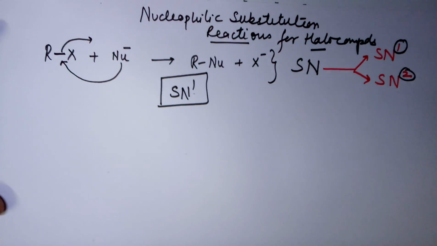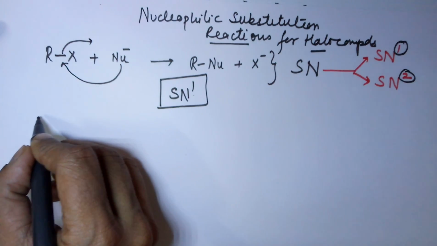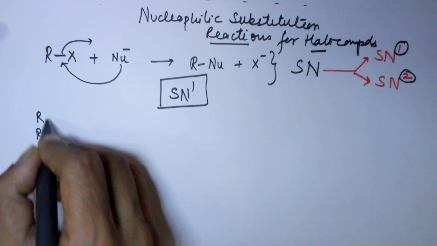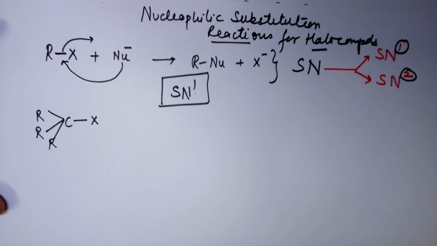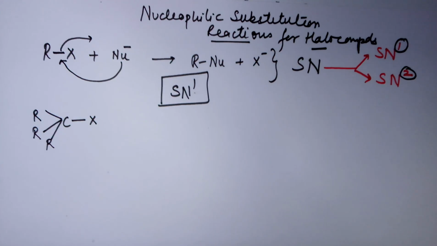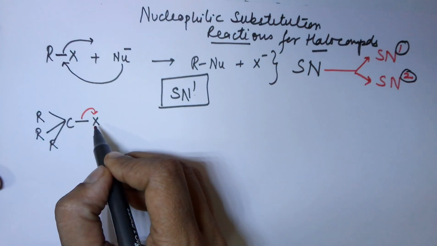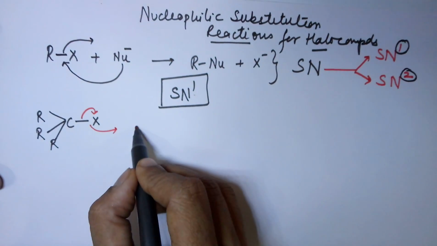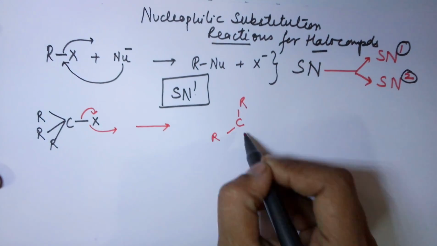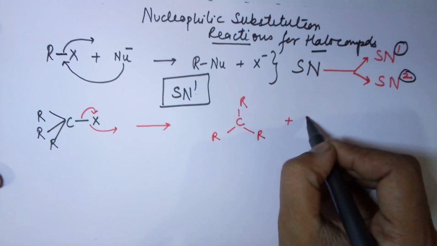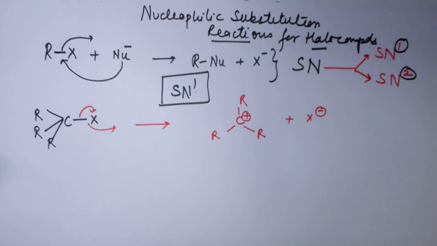In case of an SN1 reaction, you have a reaction where you have a tertiary alkyl halide. Knowing it very well, the tertiary alkyl halide would easily liberate the X. The X pulls away the electrons towards itself and goes off. If that happens, you are left with a carbon having 3 R groups and the X is lost as a negative charge. Of course, you will have a positive charge developed here.